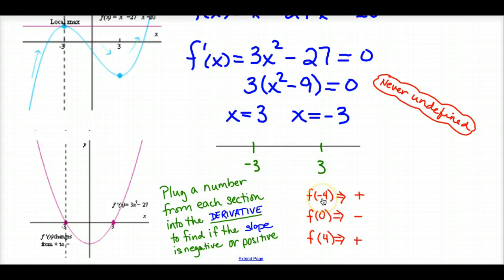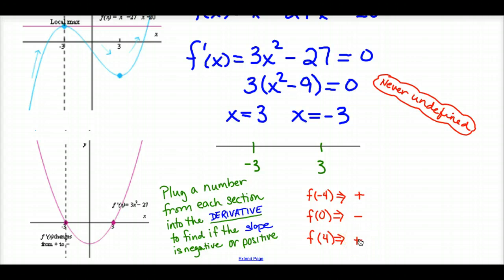So if I plug negative 4 into this derivative, I will get 16 minus 9 times 3, which is positive. And that's all I really care about, if it's positive or negative. Then I found a point in this section, which is 0. I plug 0 into the derivative, and I got a negative answer. And then I picked something from this section here. I picked 4, and if I plug 4 into this derivative, I will get a positive number.